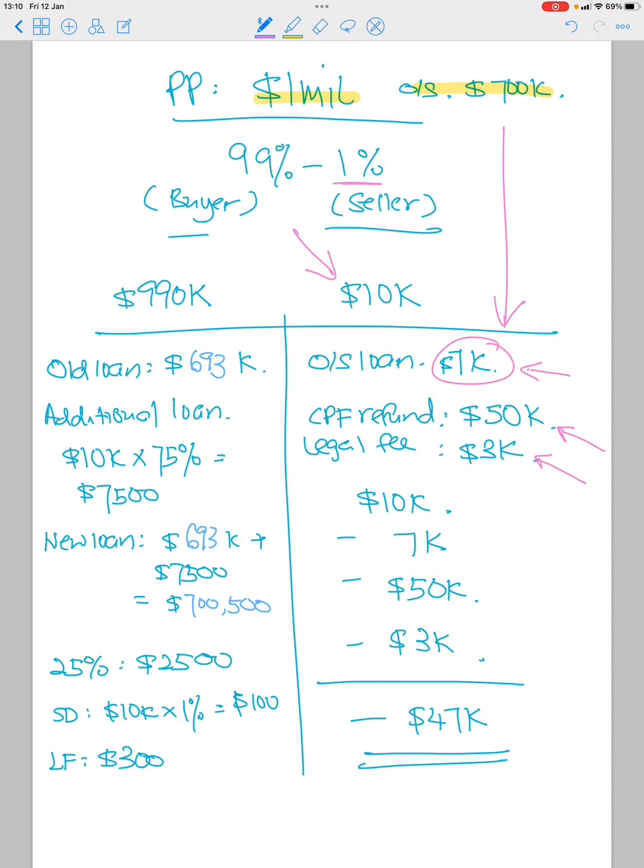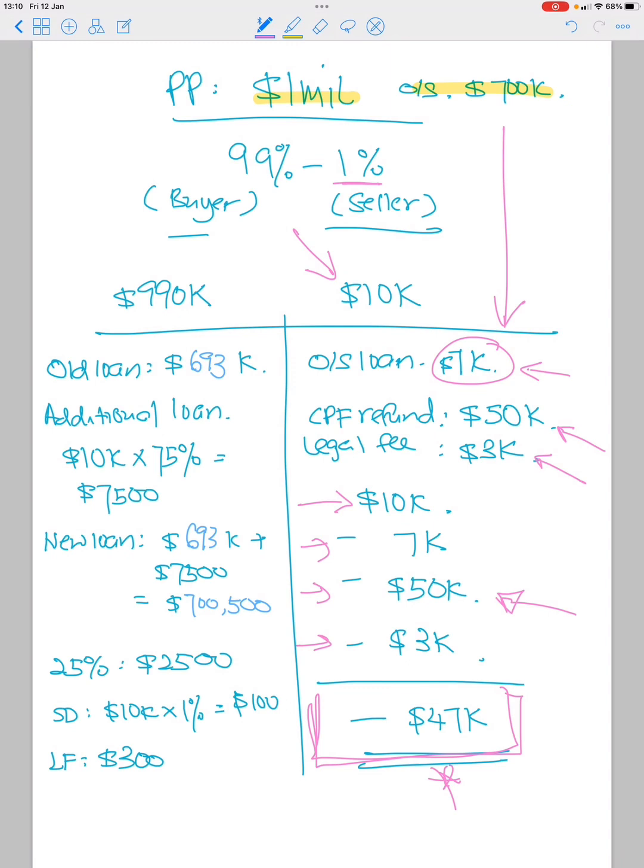Then we calculate the sales proceeds. For example, the value we get for this 1% is 10,000, minus the outstanding loan of 7,000, minus the CPF refund, and then minus the legal fee. You will notice that usually it is a negative sale unless they didn't use much CPF or they didn't use any CPF. So this is a negative sale. We take note of it first, and we proceed to the buyer side.